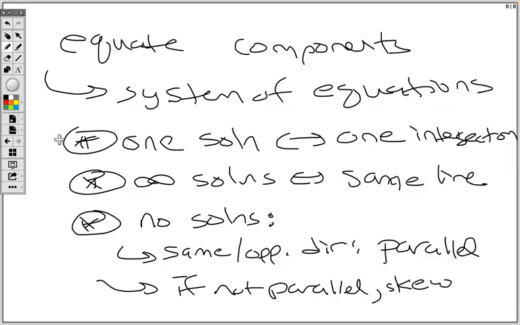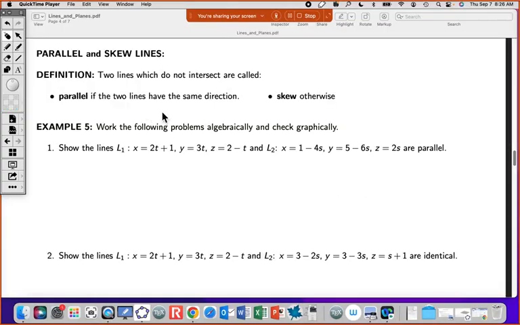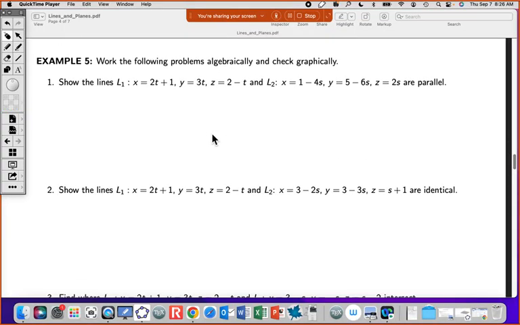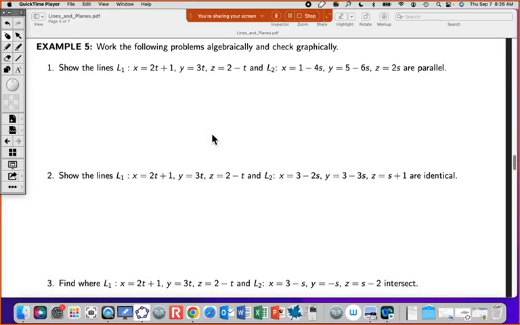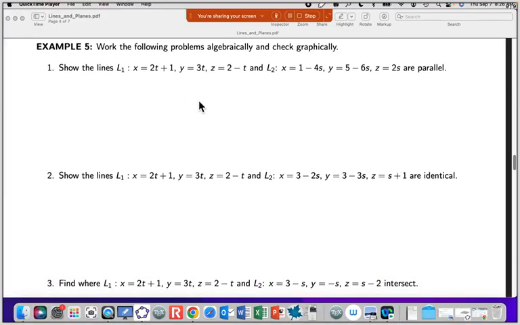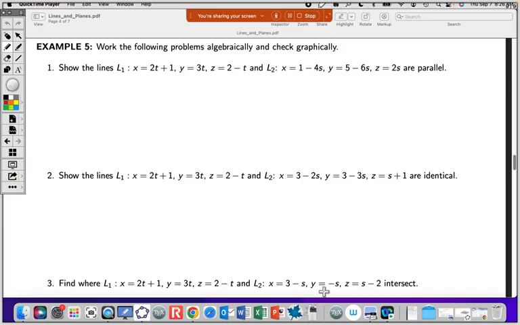So we've seen an example of this already. Work the following problems algebraically and check graphically. Show the lines L1 and L2 are parallel. Okay, so if I want to show lines are parallel, I have to show two things. I have to show that they don't intersect, and I have to show they have the same or opposite direction. So to see about intersection, I equate corresponding components and solve the system.